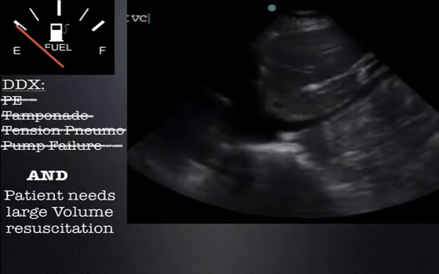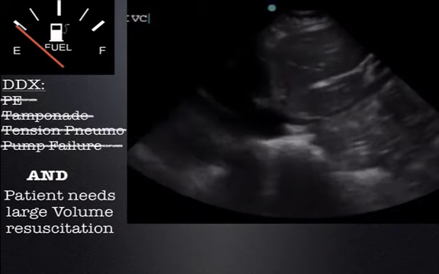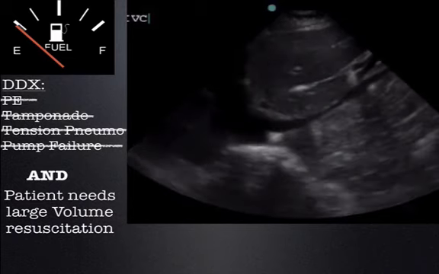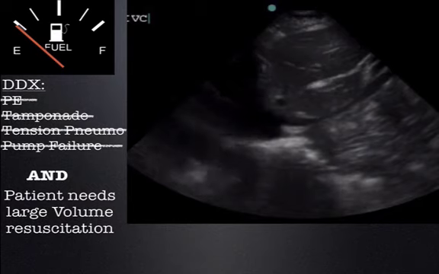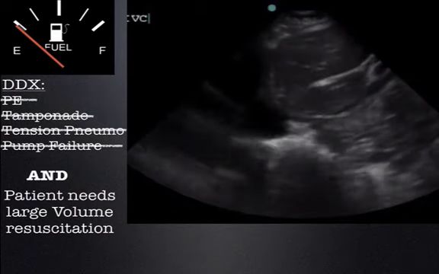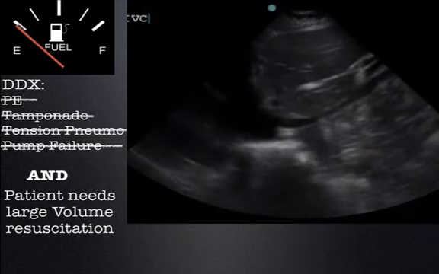We can feel very comfortable up front asking our nursing colleagues to go ahead and prepare to give the patient 3, 4, 5 liters of fluid up front. This person has a very low circulating volume, either truly or relatively, as previously discussed.